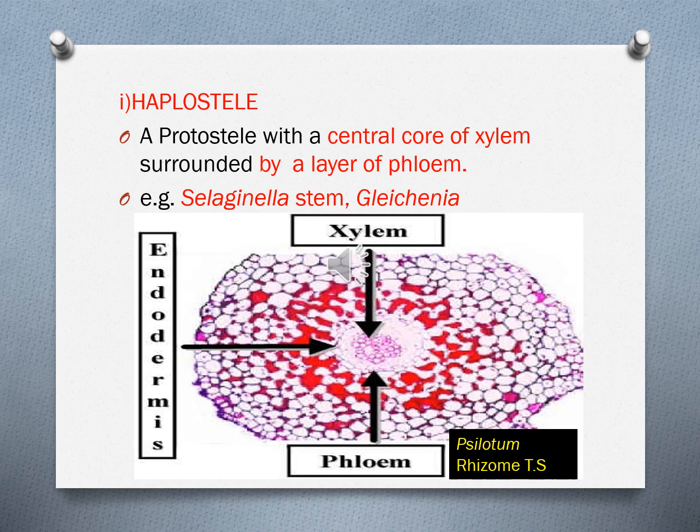Haplostele. Haplostele is the simplest protostele with a central core of xylem surrounded by phloem. You can see in this picture of a rhizome, the central xylem core simply surrounded by phloem and in turn surrounded by endodermis. This type of stele is seen in Selaginella stem, Gleichenia, etc.